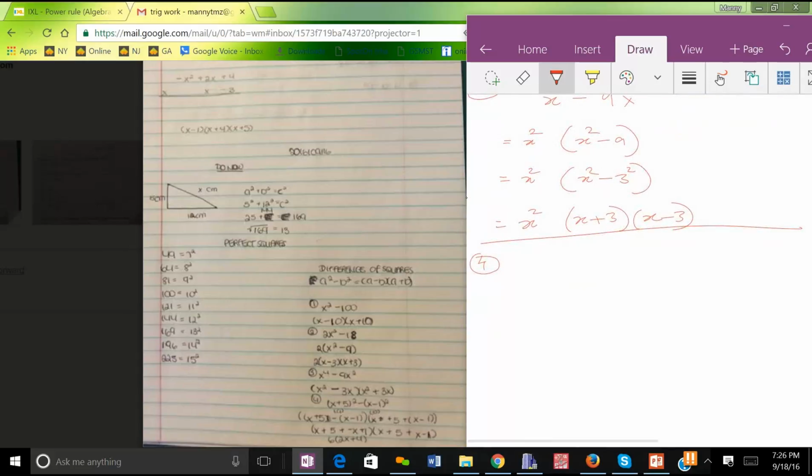Look at number 4. What is this? x plus 5 quantity squared minus x minus 1 quantity squared. Is that clear? Do you understand what to do now? It's A and B. You get it? So this is A squared minus B squared. That's all you need to do. So what you do is A plus B and A minus B. You got that?